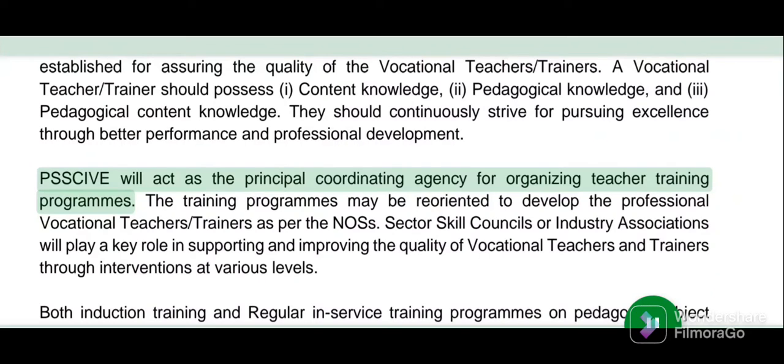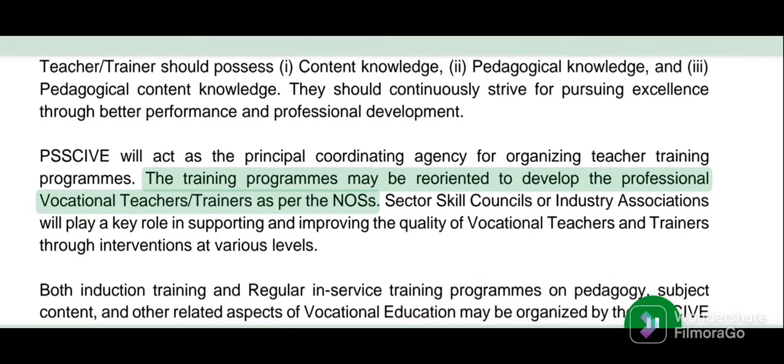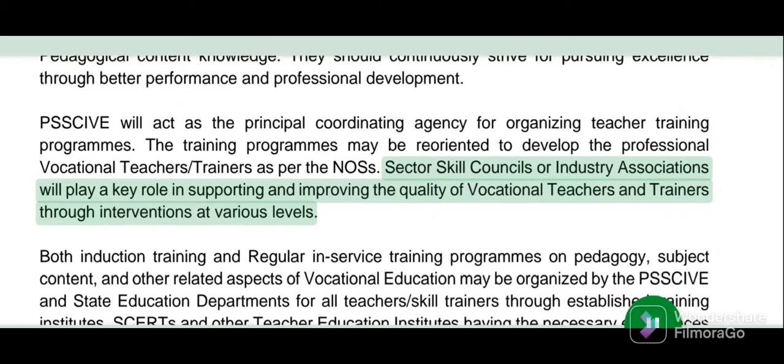PSSCIVE will act as the principal coordinating agency for organizing teacher training programs. The training programs may be reoriented to develop the professional vocational teachers trainers as per the NOS. Sector skill councils or industry associations will play a key role in supporting and improving the quality of vocational teachers and trainers through interventions at various levels.